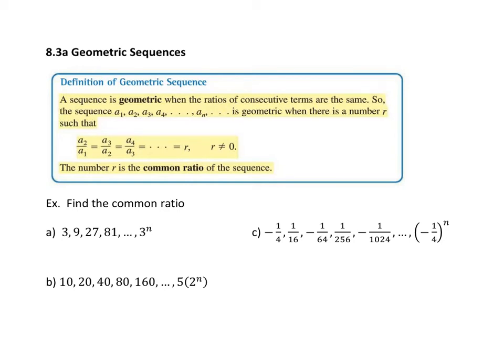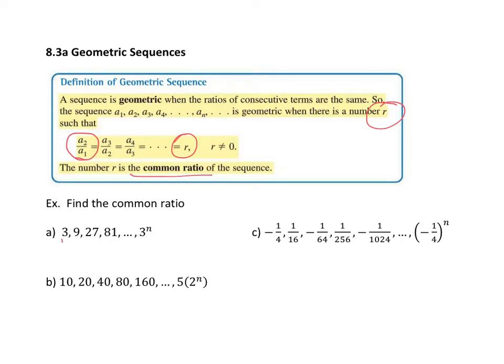Moving on to geometric sequences. Instead of adding and subtracting, it is a multiplying pattern, always multiplying by r. So if you have to work your way backwards, you can take your second term divided by your first term. That's always going to give you r. It's called the common ratio.